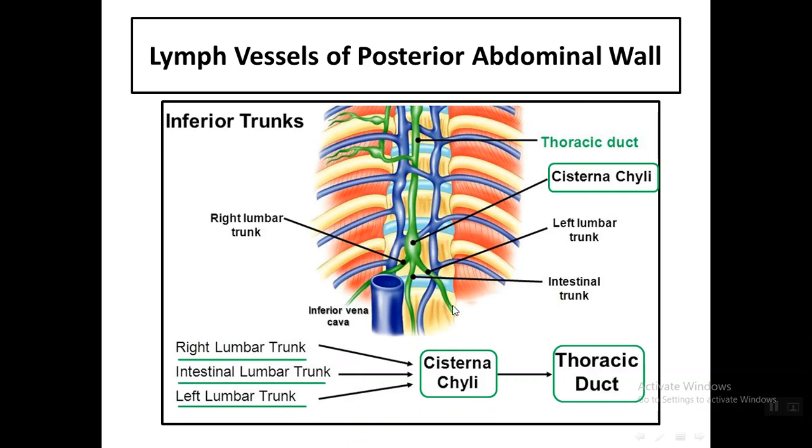These are the right and left lumbar trunks with the intestinal trunk. They will unite to form the cisterna chyli, and the cisterna chyli will continue as the thoracic duct that ascends in the thoracic cavity.